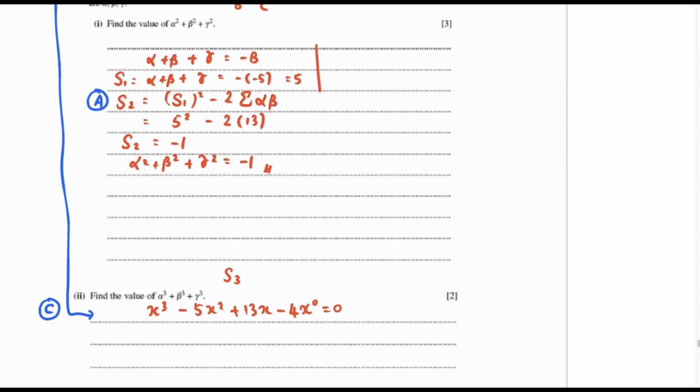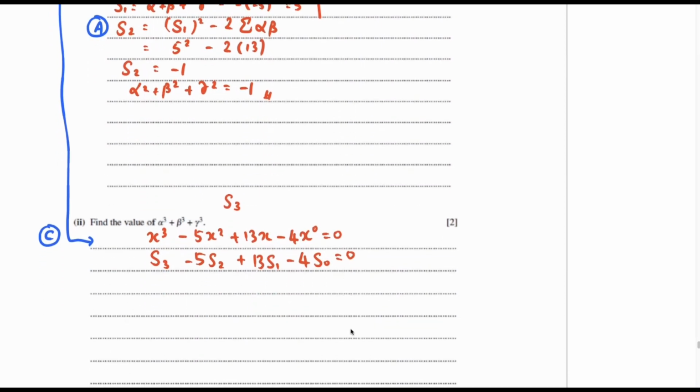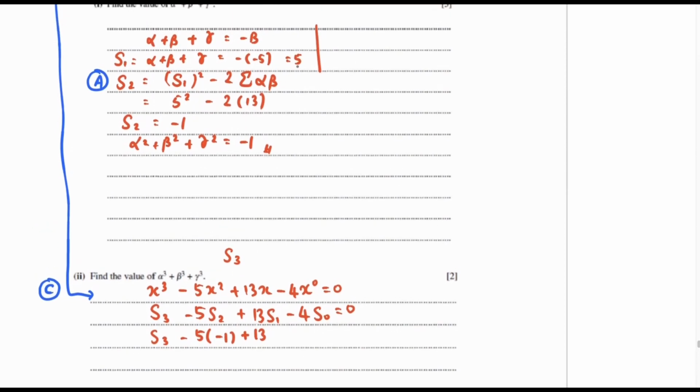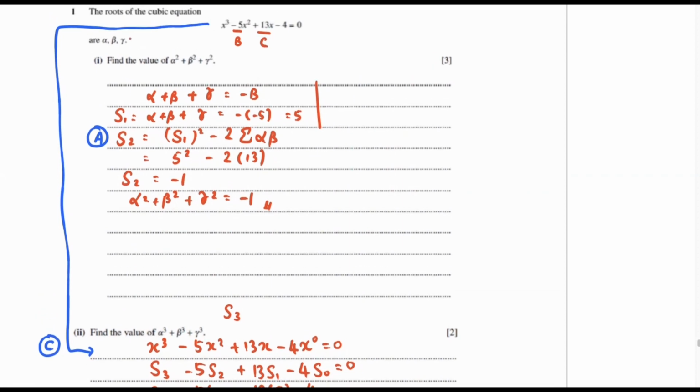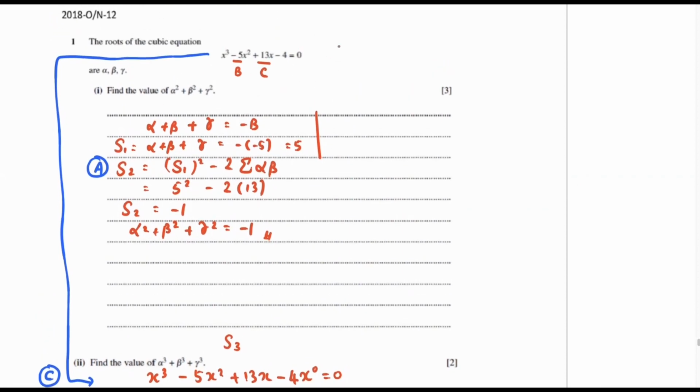Then based on what I said, recurrence relation C, we can change this to S3 plus 5S2 plus 13S1 minus 4S0 equals 0. We are looking for S3 actually. We know S2 already. S2 is negative 1. S1 is 5. S0, imagine S0 is like alpha 0, beta 0, gamma 0, which is 1, 1, 1, which ends up with 3. So S0 is 3.